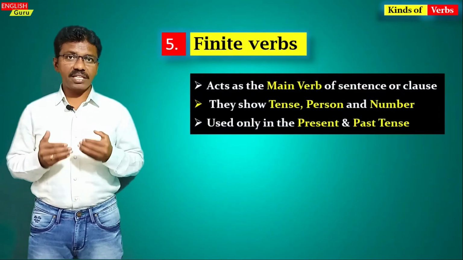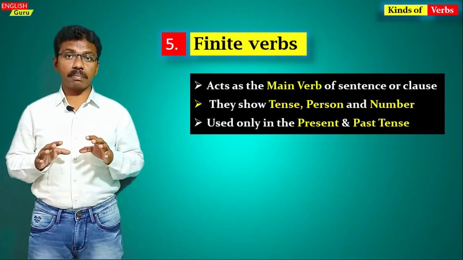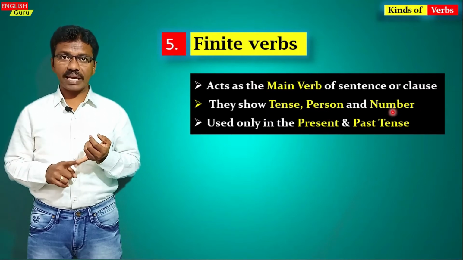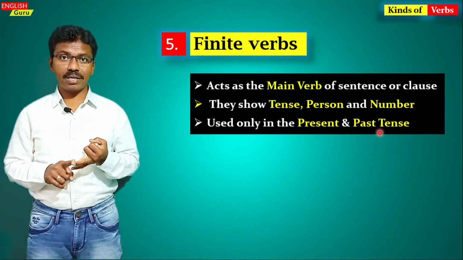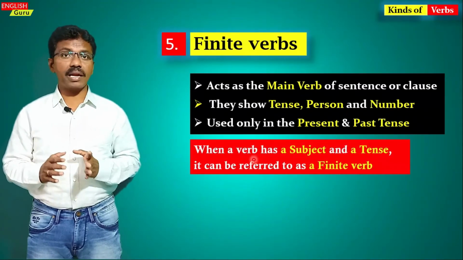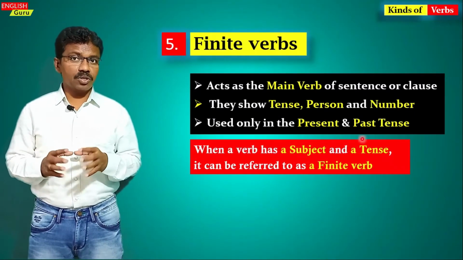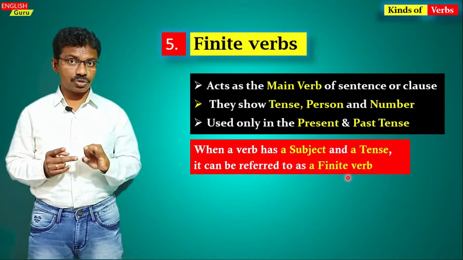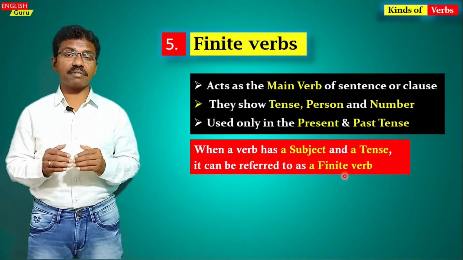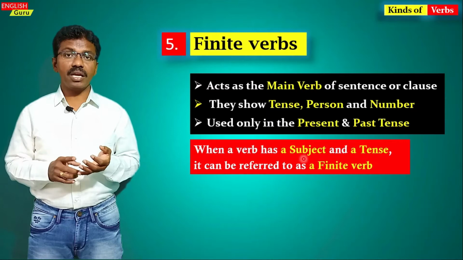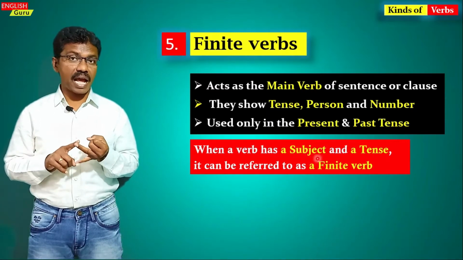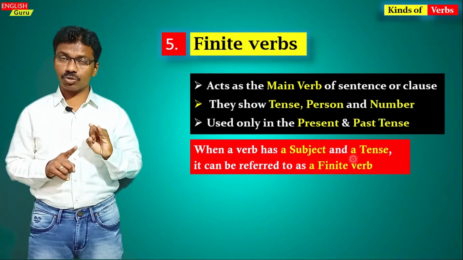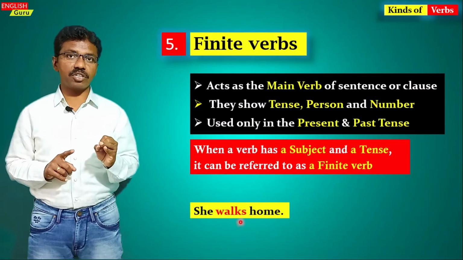The fifth one is finite verbs. Finite verbs are all the main verbs. All the main verbs in a sentence are called finite verbs. They talk about the tense, they talk about the person, gender, number, and they are used in the present and past tense. In a simple note, when a verb has a subject and a tense, if it has these two, we can consider it as a finite verb.